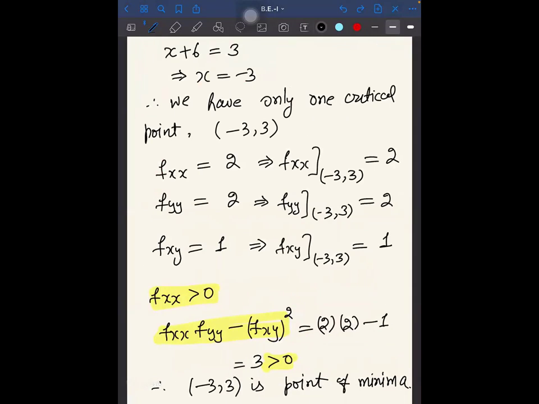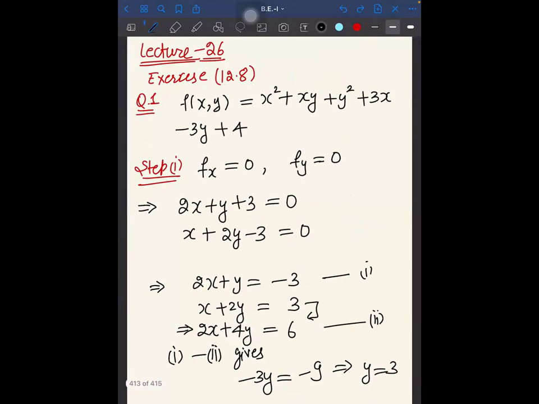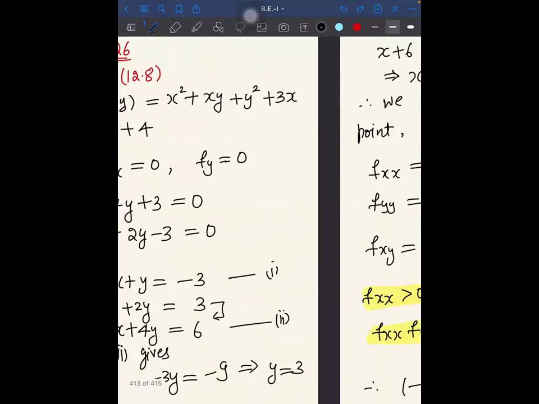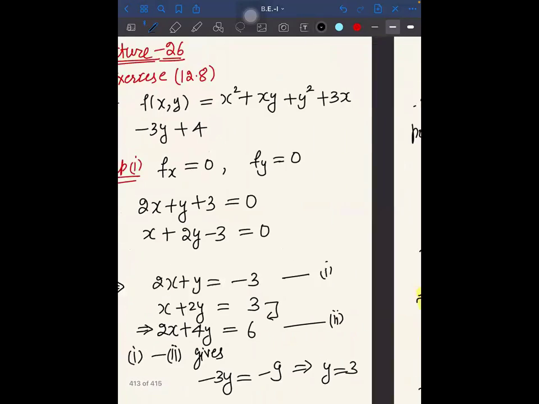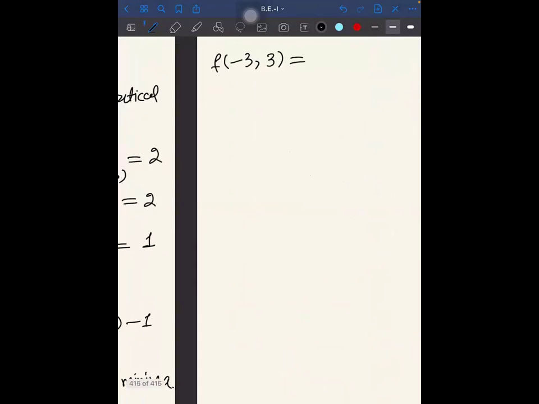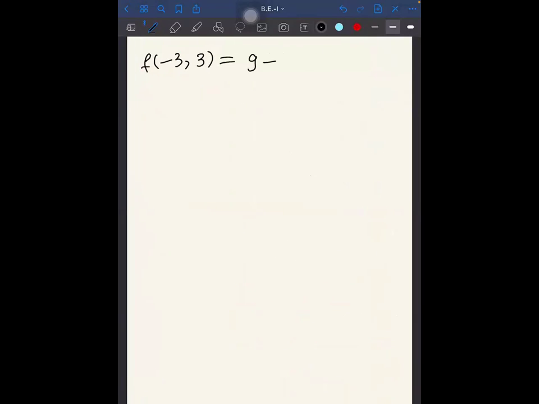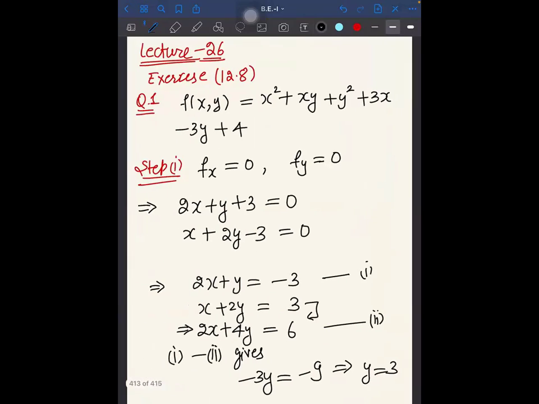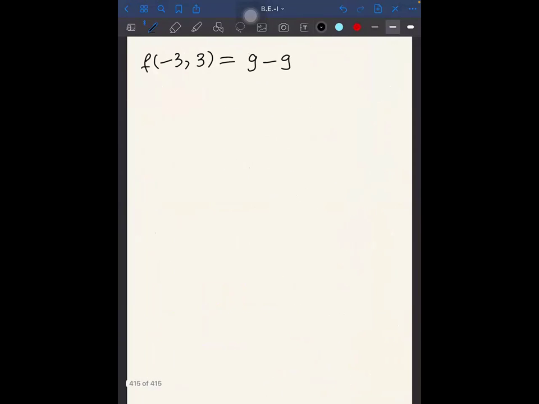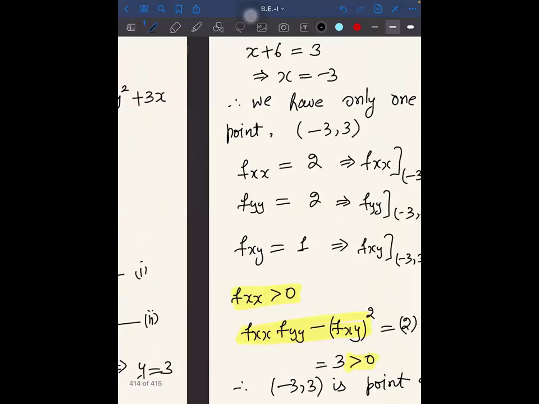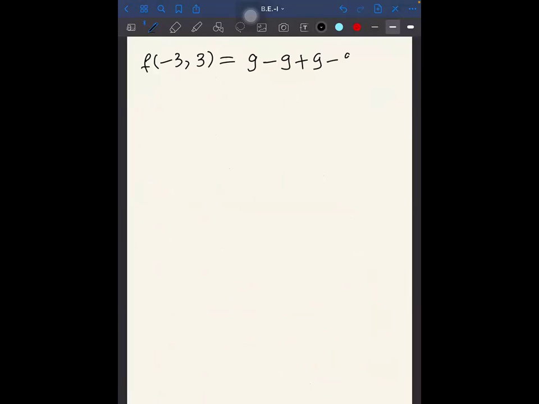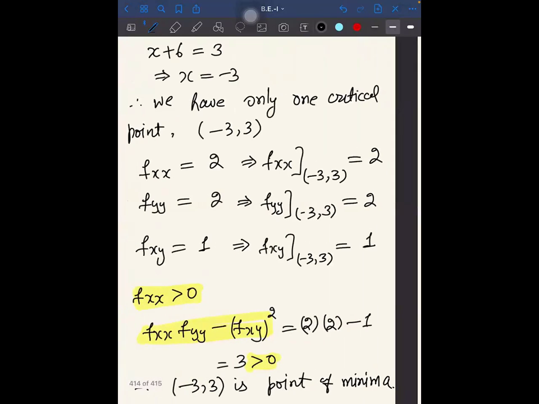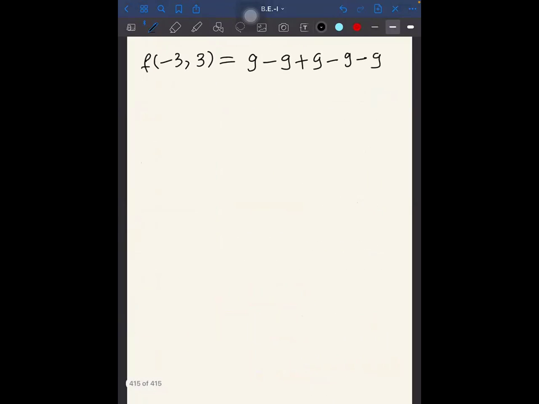So if you want to find the minimum value, you just simply put that point into this function and you will get that value. So that is f of minus 3 and 3. Let's put this point. So minus 3 square, 9. Minus 3 into 3, minus 9. And then minus 3 square, 9. And then you have 3 minus 3, that means minus 9 and minus 9. And last you have plus 4.